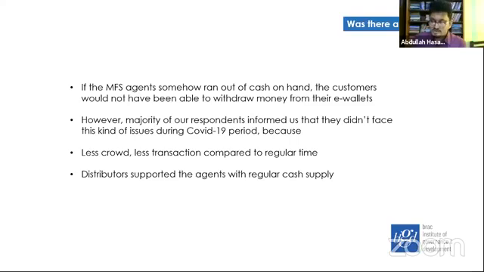However, the majority of our respondents informed us that they did not face this kind of issue. It was basically addressed by two factors. A, they had a balanced crowd in their customers. There was a gradual change from April to June, but definitely that was lower than the normal time. And B, the MFS companies maintained an adequate supply of money to the MFS agents through their distributor network during this period.